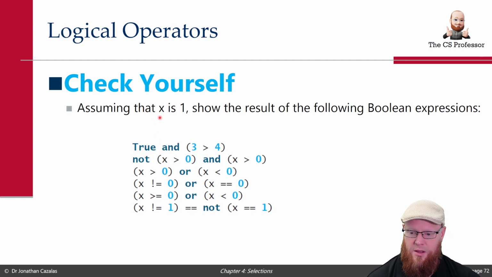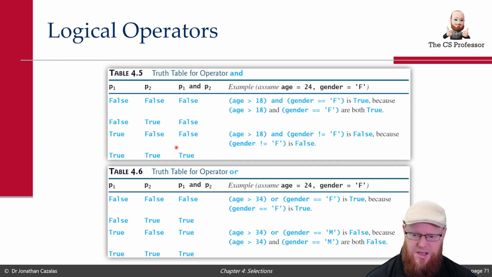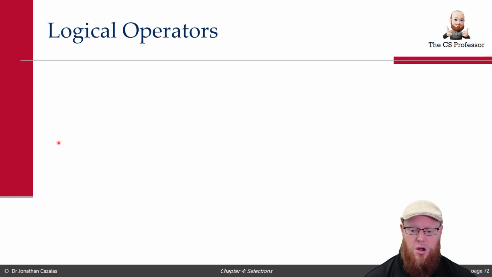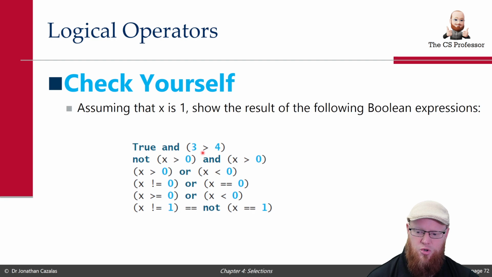Assume x is 1. Here we say true and 3 greater than 4. Well, there is no x right now. So start with the 3 greater than 4. Is 3 greater than 4? Nope, that is false. True and false, that's going to be false. Come back to this table. If we're dealing with and, the only time the result of P1 and P2 is true is if both statements are true. So here, true and false, that's going to be false.